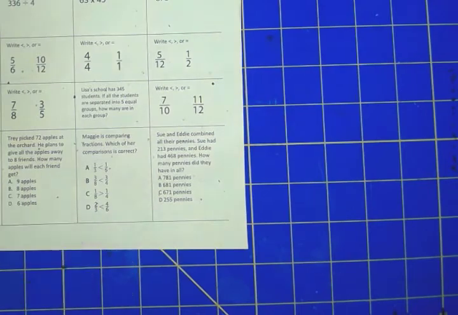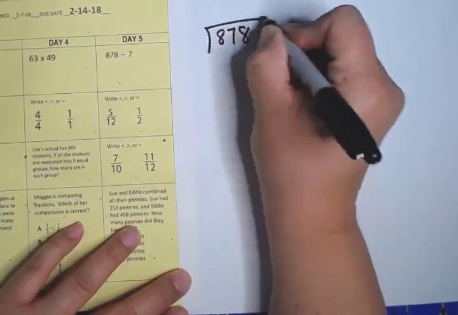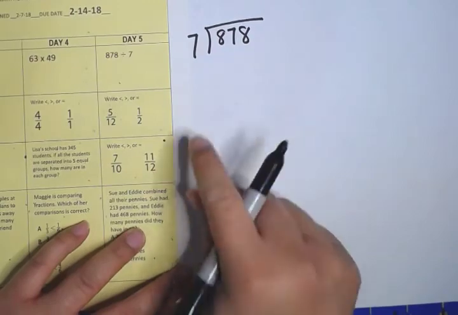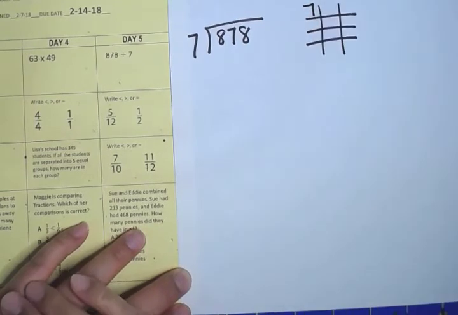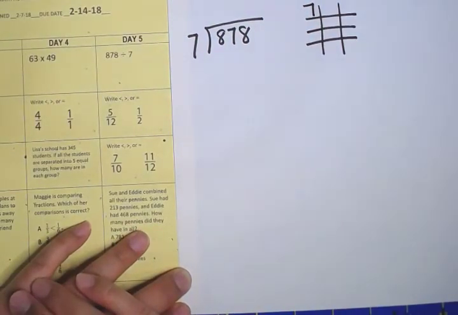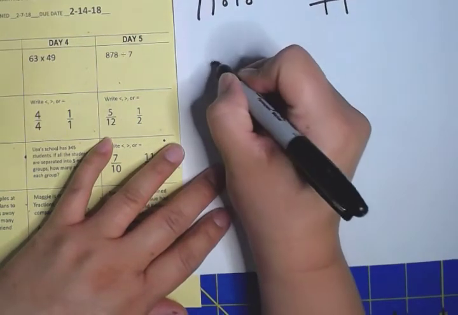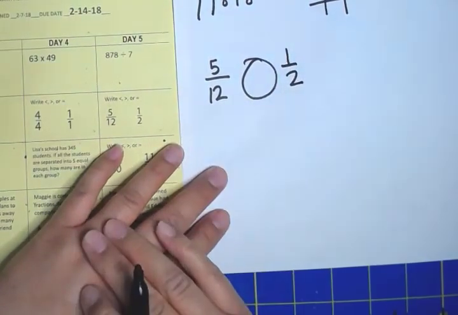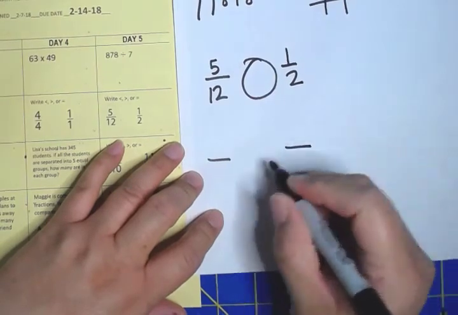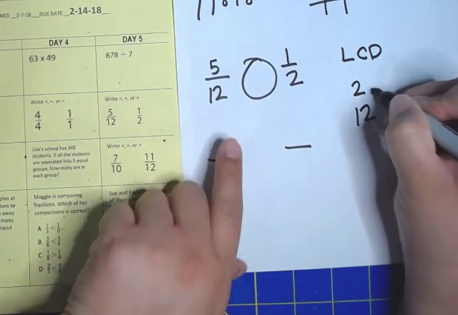Now let's look at day 5. Day 5 is a division problem. 878 divided by 7. You will need to know your multiplication facts of 7. If you don't, then you need to do a tic-tac-toe and write your multiples of 7. The next problem for day 5, comparing two fractions, 5/12 and 1/2. Again, you need to find the lowest common denominator. So you start counting by 2s and counting by 12s.